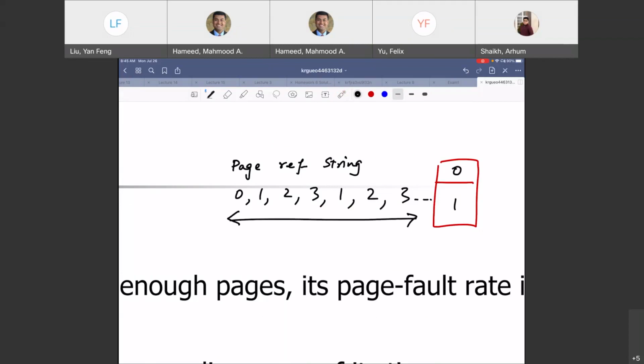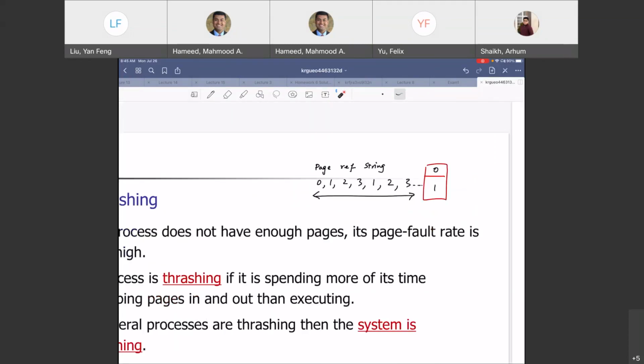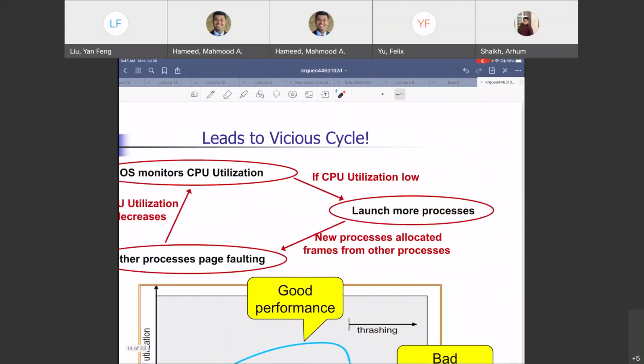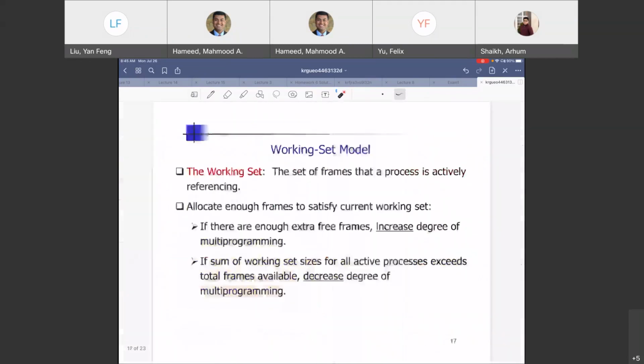So a working set, let me go back to that definition. Working set essentially means how many page requests that are unique are coming in. There you go. Set of frames that a process is actively referencing. It was referencing only 4 different ones. Those 4 different ones belong to a working set, and we'll call this simply WS, working set.